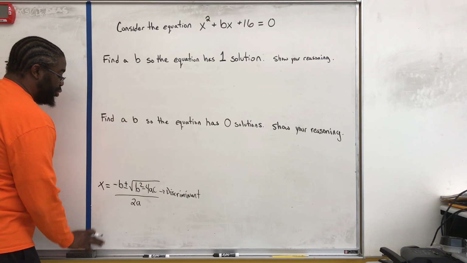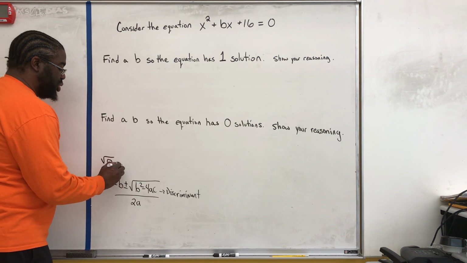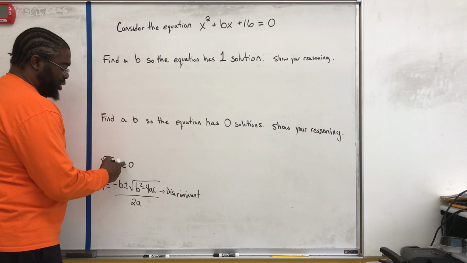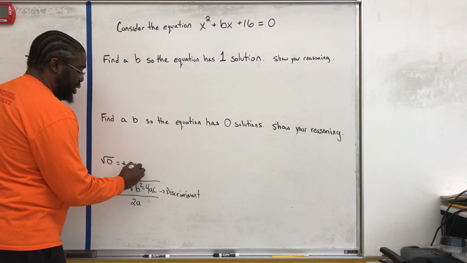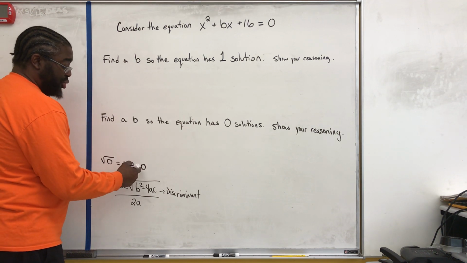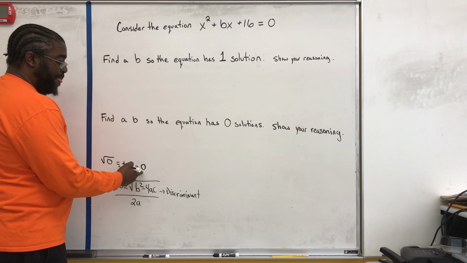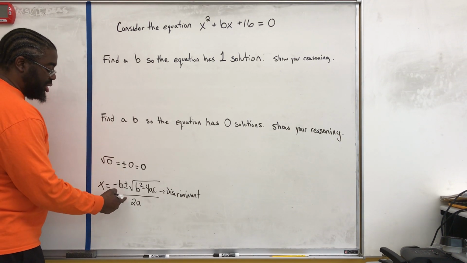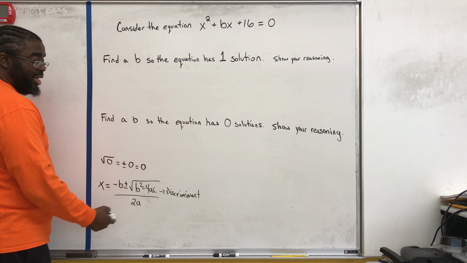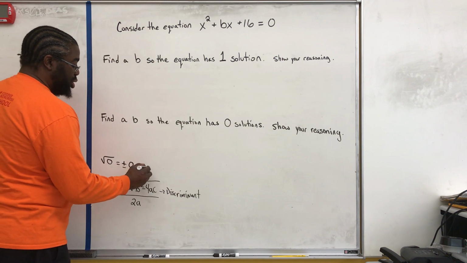But what if the thing under the radical is 0? Well, the square root of 0 is plus or minus 0. But plus or minus 0 is just 0. Because positive 0 is 0, and negative 0 is 0, because there's no positive or negative to 0. 0 is a neutral number. So I'm going to have whatever this is plus 0. There is no plus and minus, so it's just going to be one answer. So when the thing under the radical is 0, I only have one solution.